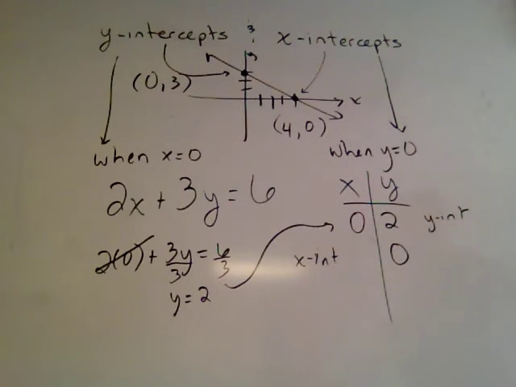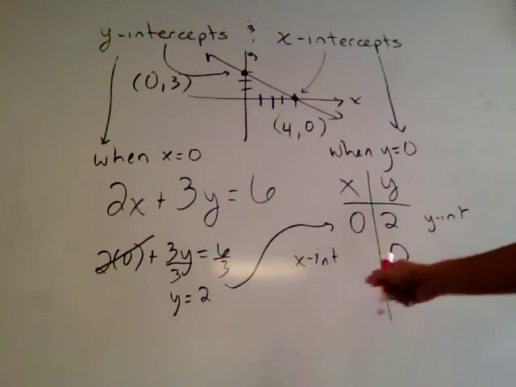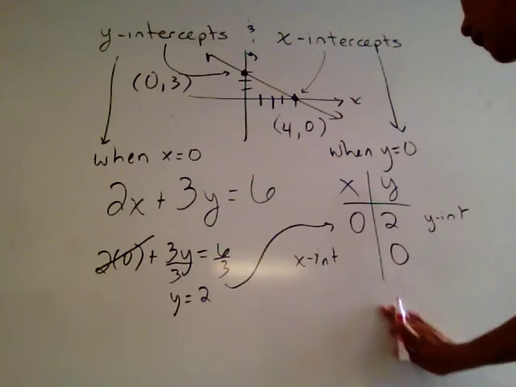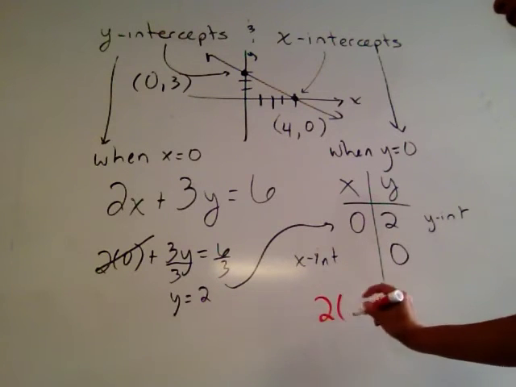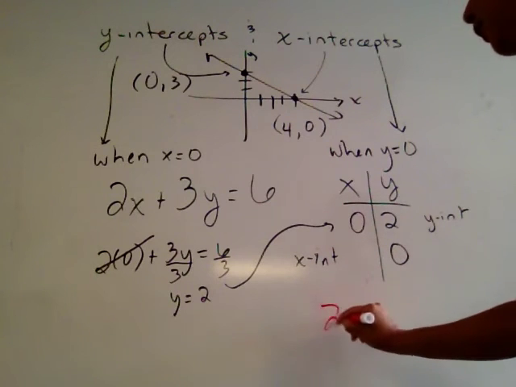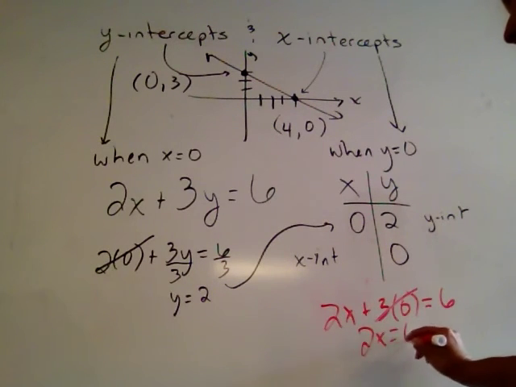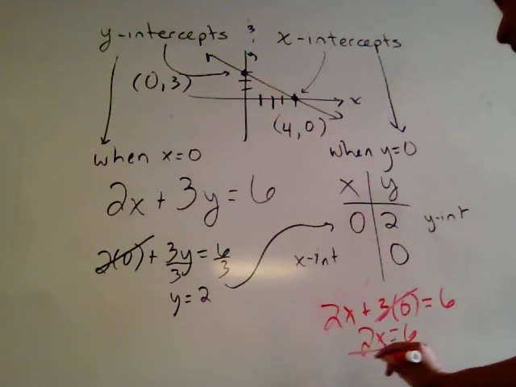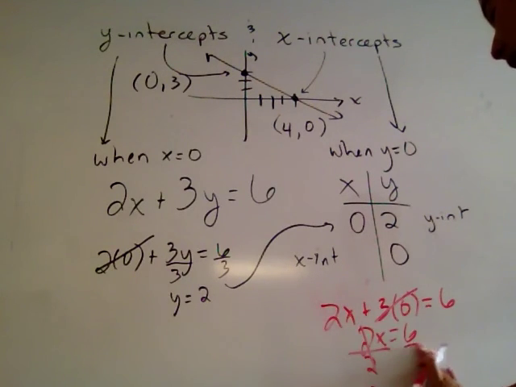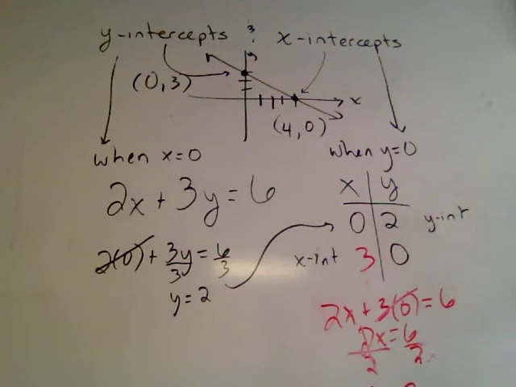Right, let's say now I want to find my x-intercept. I'm going to do the same thing, except I'm going to plug in 0 for y. So now it's going to be, I'll do it right underneath here, 2 times x, I don't need the parentheses, so we'll just leave it as 2x plus 3 times 0 equals 6. This goes away and becomes 2x equals 6. Divide both sides by 2, and x equals 3. So that is my x-intercept.